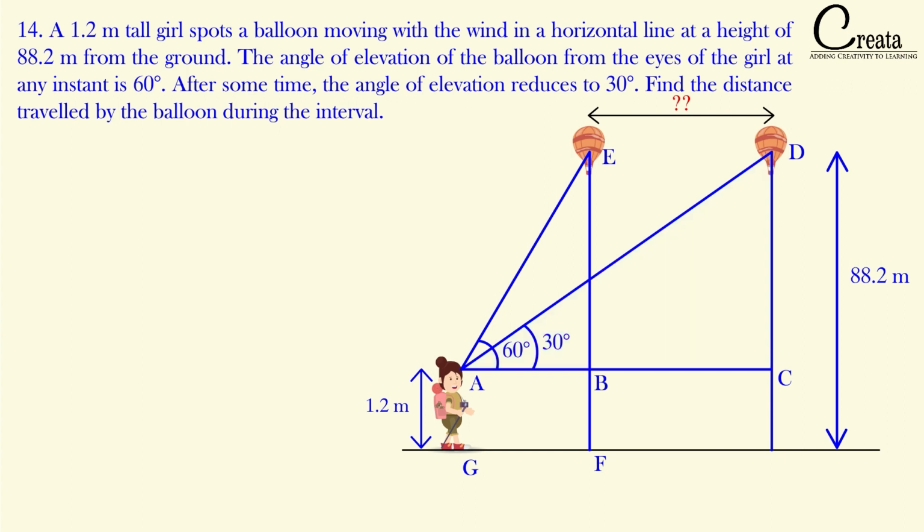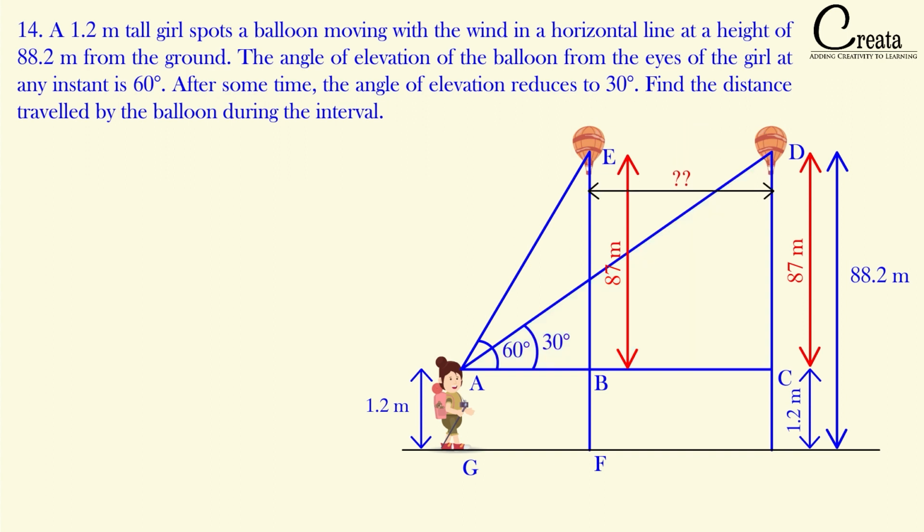Here the height of the girl is given as 1.2 meters and the balloon is flying at a height of 88.2 meters. So can we say this distance is 88.2 meters minus 1.2 meters? It will be 87 meters. So these two distances BE and CD will be equal to 87 meters. They are also the sides of these two triangles. And further we have to find the distance BC.